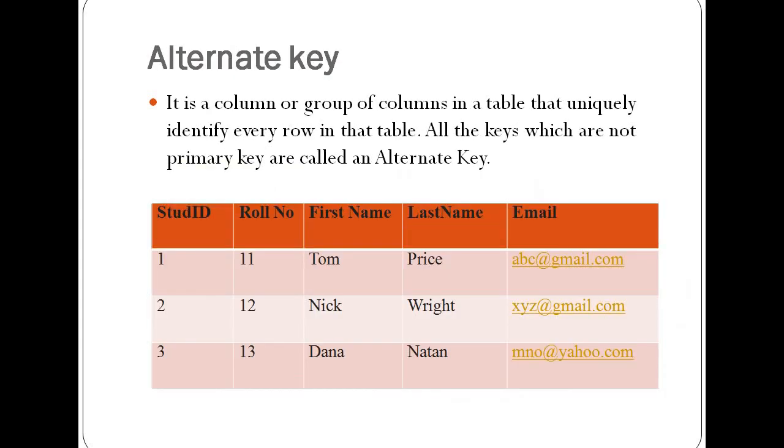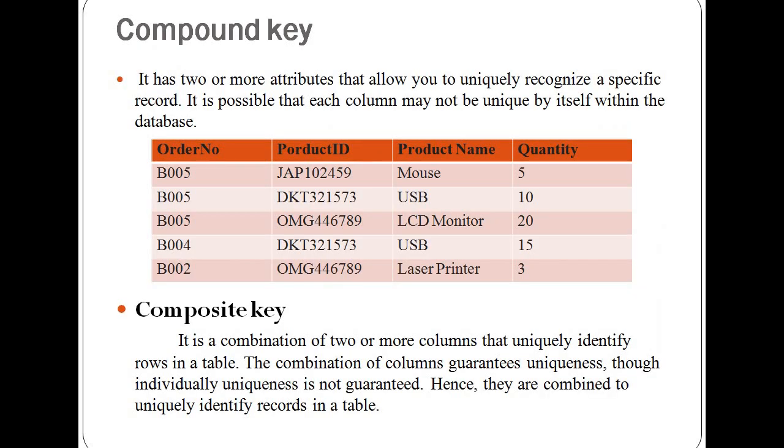Next, coming to the alternate key. Alternate key is a column or a group of columns in a table that uniquely identifies every row in that table. All the keys which are not primary key are called an alternate key. See here, if we consider student ID and roll number as a primary key, the alternate key will be email. The alternate key will be acting as email. This is alternate key.